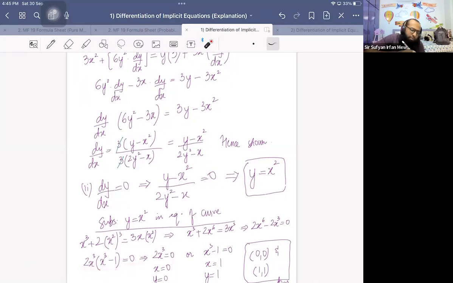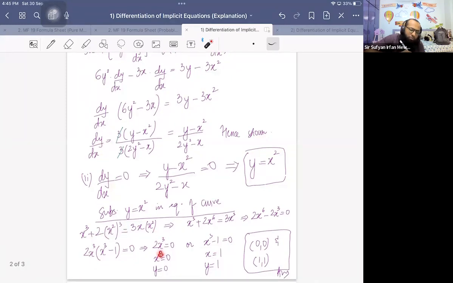Then I've got two possibilities, either 2x cube equals 0 or x cube minus 1 equals 0. From here, I'll get x equals 0 and I'll substitute it in any of the equations. The best one, the simple one, is this, y equals x square. So if x is 0, y is 0. And if x cube minus 1 equals 0, we get x equals 1. And if we substitute x equals 1, we are going to get y equals 1. So we have got two coordinates, (0, 0) and (1, 1).